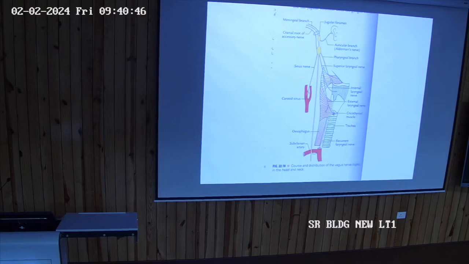Look at this diagram. This is the trachea, this is the larynx, and this is the hyoid bone. Connecting the thyroid cartilage with the hyoid bone is the thyroid membrane. And lower down, this is the esophagus.